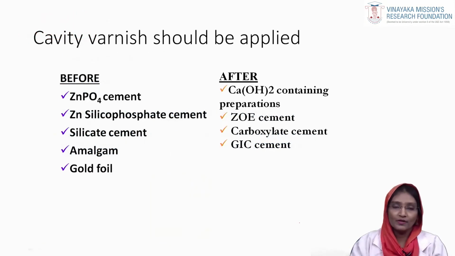The cavity varnish should be applied before the placement of the zinc phosphate cement, zinc silicophosphate cement, silicate cement, amalgam restoration and the gold foil, whereas it has to be applied after the placement of the calcium hydroxide cement, zinc oxide eugenol cement, GIC cement, etc.